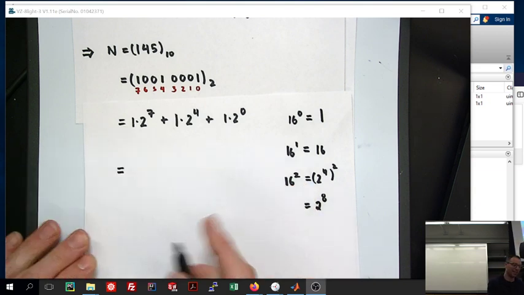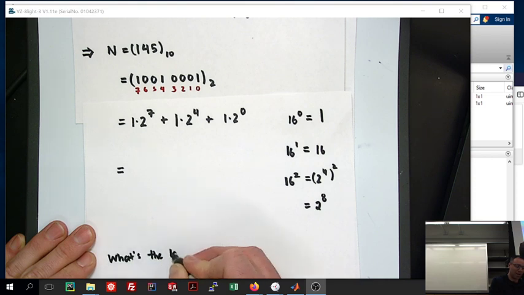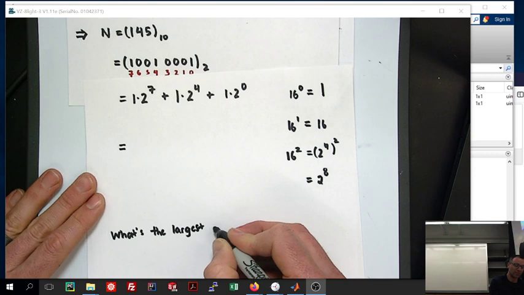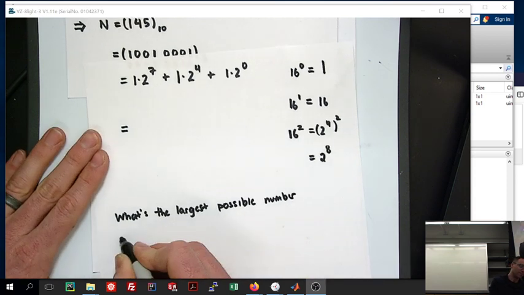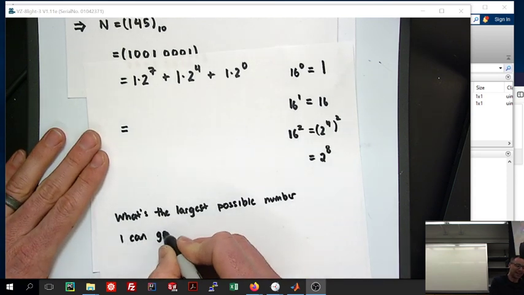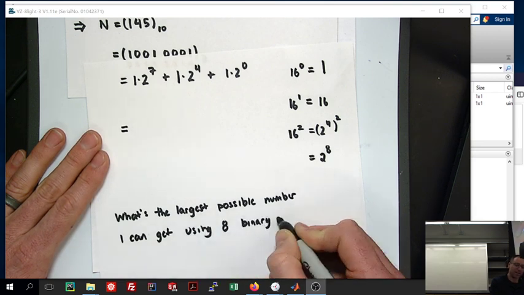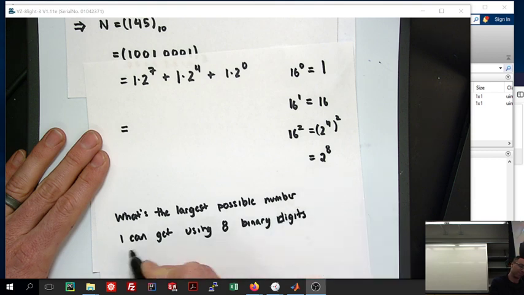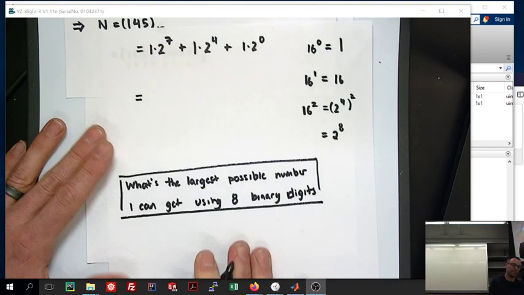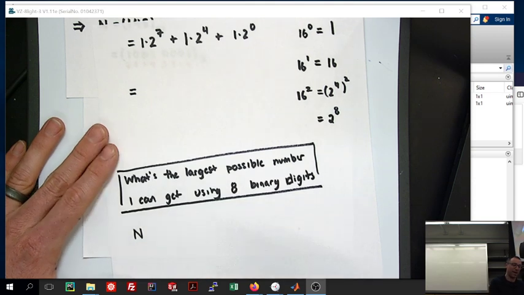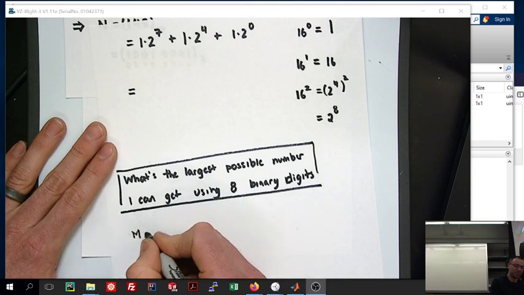Here's a better way to say it. So let's do a quick question. What's the largest possible number I can get using 8 binary digits? Let's call it capital M for max, right? Go ahead, James. 1, 1, 1, 1.